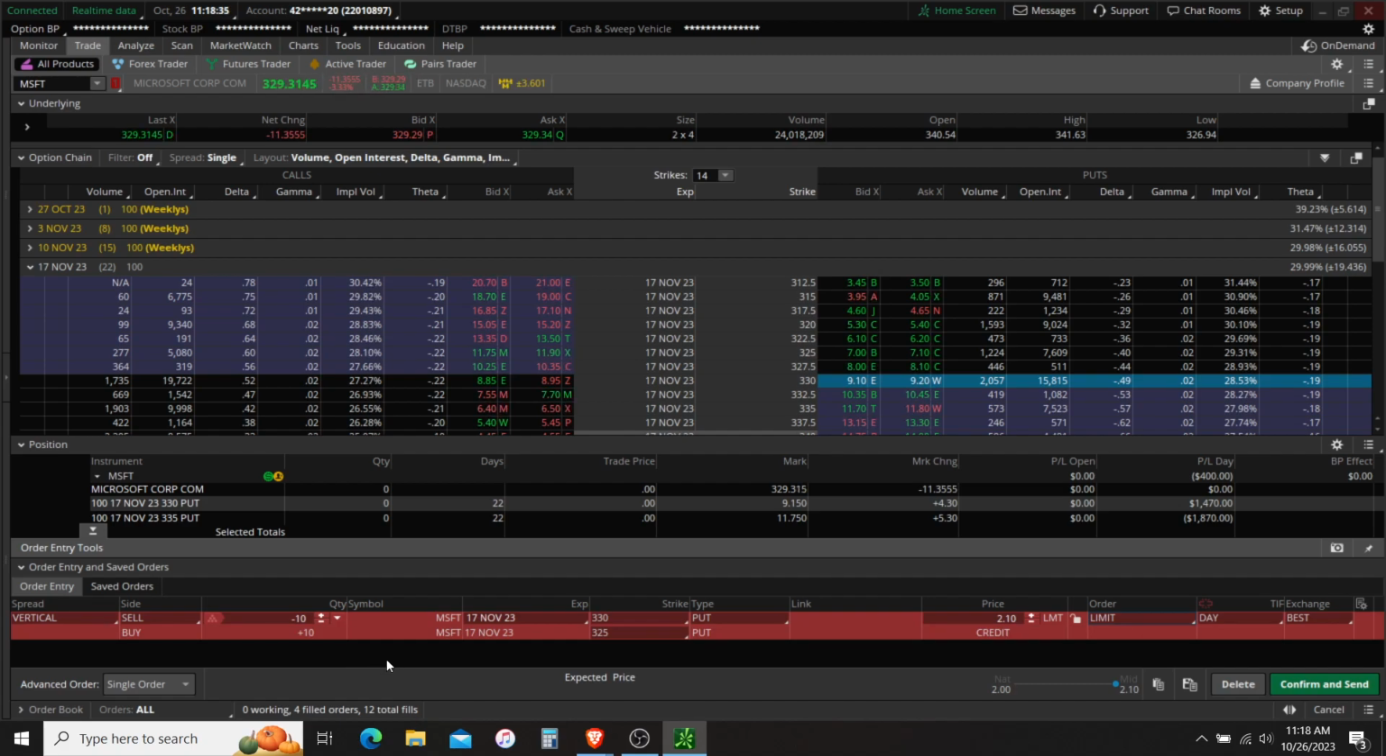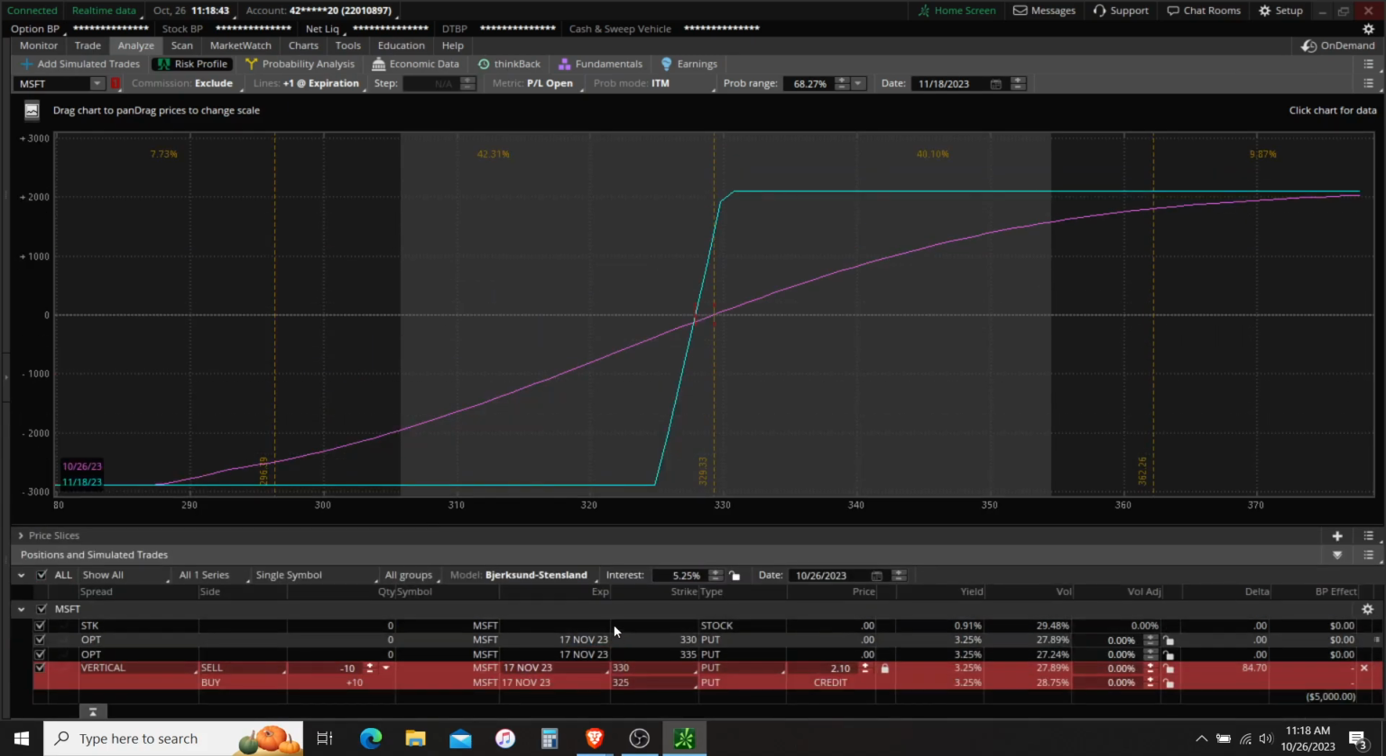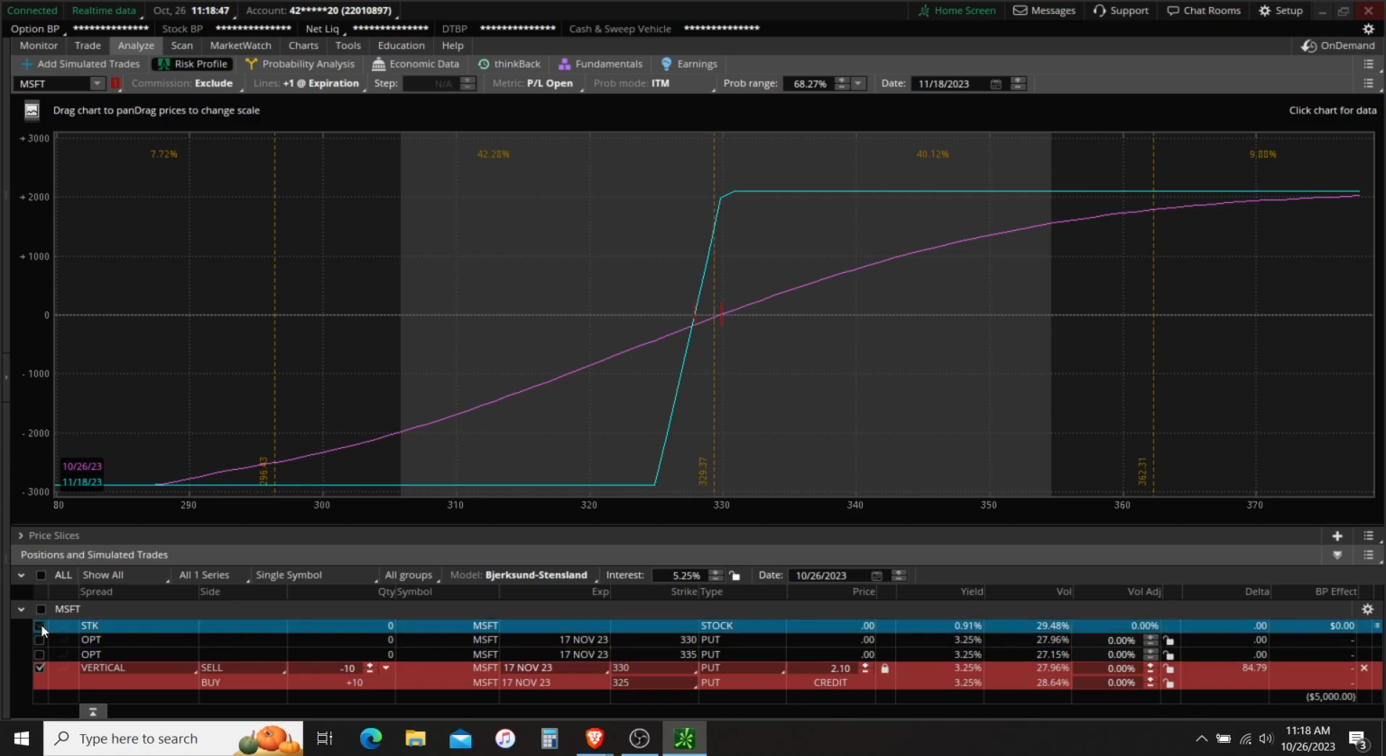So I'm not going to execute the trade, but I do want to analyze it. I'm going to show you how it's displayed in graphical form. Basically, over time, you can see the date down here. Currently, this is today.